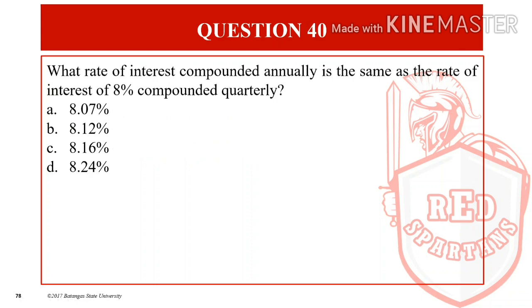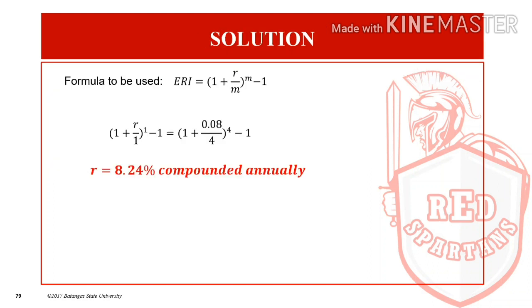Then, question number 40: what rate of interest compounded annually is the same as the rate of interest of 8% compounded quarterly? Letter A, 8.07%, B, 8.12%, C, 8.16%, and D, 8.24%. So, the formula we will use is ERI is equal to 1 plus R over M raised to M minus 1. Let's equate the nominal rate of interest compounded annually to 8% compounded quarterly.